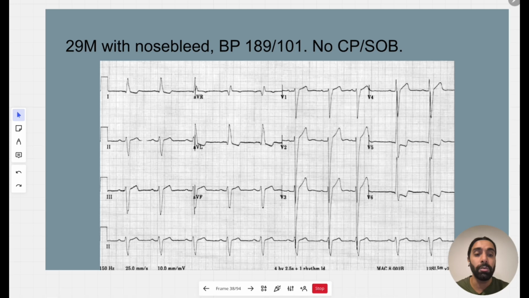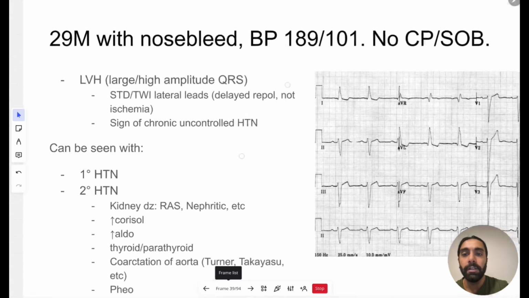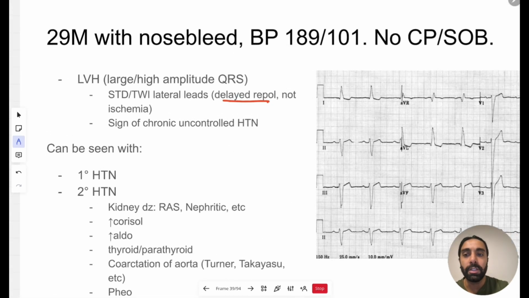That's not the case. What's going on for this patient? Again, this patient doesn't have chest pain or shortness of breath. That should be on your differential, but for the sake of this EKG, that's not the right answer. So this patient doesn't actually have ischemia like in a non-STEMI. This is called delayed repolarization, and that could be a sign of left ventricular hypertrophy.